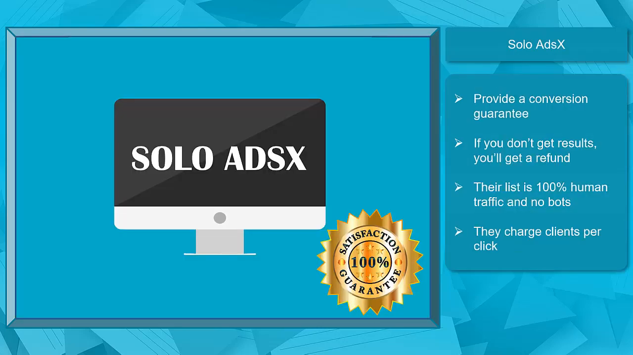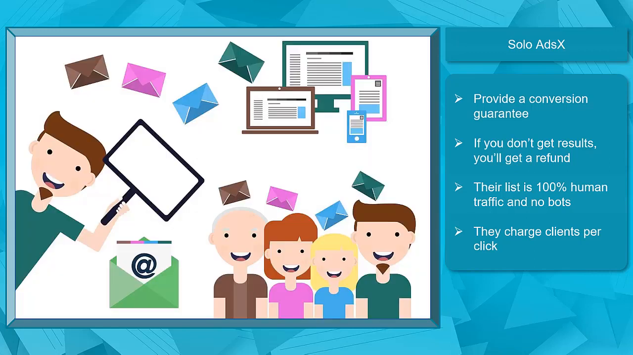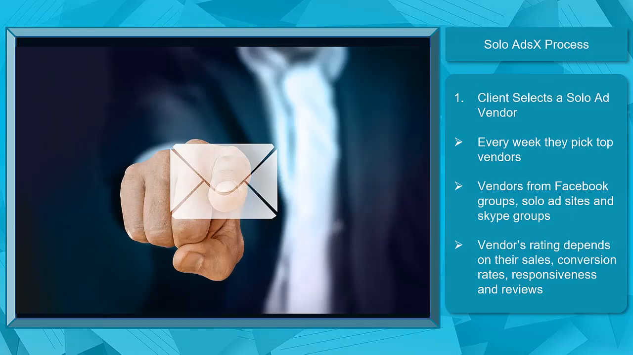Most solo ad vendors, like Solo Ads X, provide a conversion guarantee. If you purchase solo ads from their vendors list and you don't generate conversions, you will get a refund for your purchase. That is how confident they are in giving you results. It is all 100% valid human and working email lists, which are not bots that can give you fake clicks. You will be sure that you won't be wasting your money on each list you get. Solo ad vendors have a database of email lists and they charge their clients per click to send traffic to their clients' websites. Let's take a look at the process of using Solo Ads X.